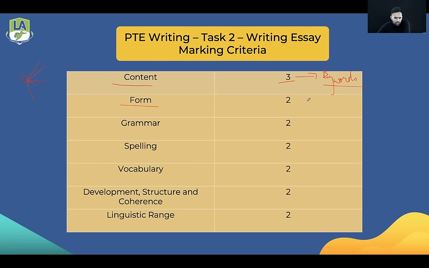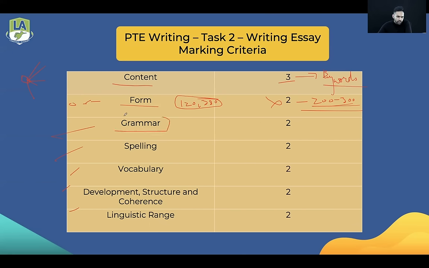Form means you need to write between 200 to 300 words. If you write less than 200 or more than 300, you are going to lose points here. If you write less than 120 words or more than 380 words, what will happen? You are going to get zero in form and there will be no further marking. This will not be evaluated. So you need to make sure you write between 200 to 300 words, ideally around 250 words. It's not that if you write more, you'll get more points. It's more about the accuracy. Quantity is not important. Quality is important.